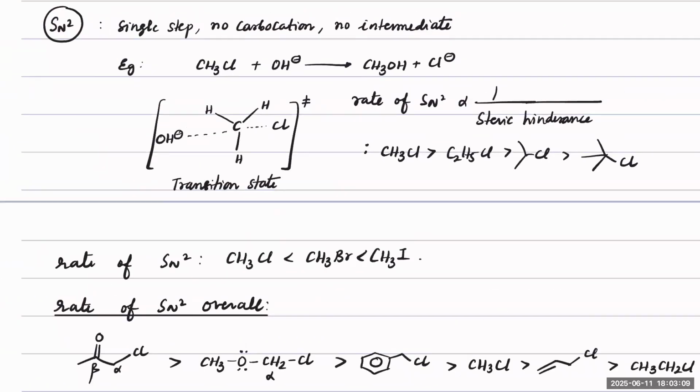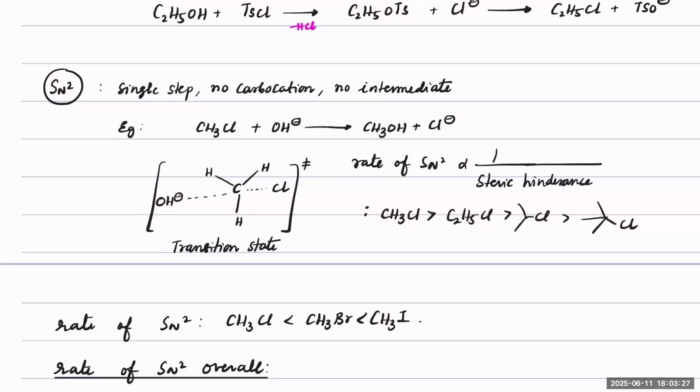Now, there are many types of nucleophilic substitutions: SN1, SN2, SNi, SNAr, SN1 prime, SN2 prime. We have a lot of substitution kinds. Let us start with SN2 now. SN2 is a single step reaction with no carbocation and no intermediate present in it. Got it? That is the basic idea we should have.